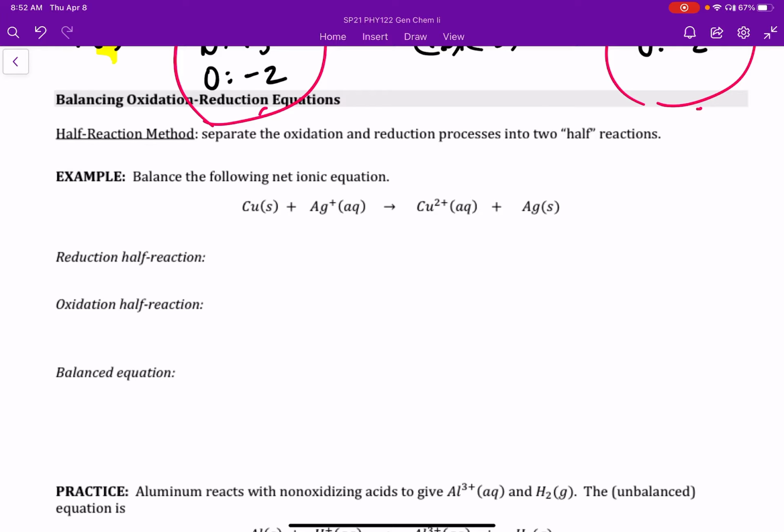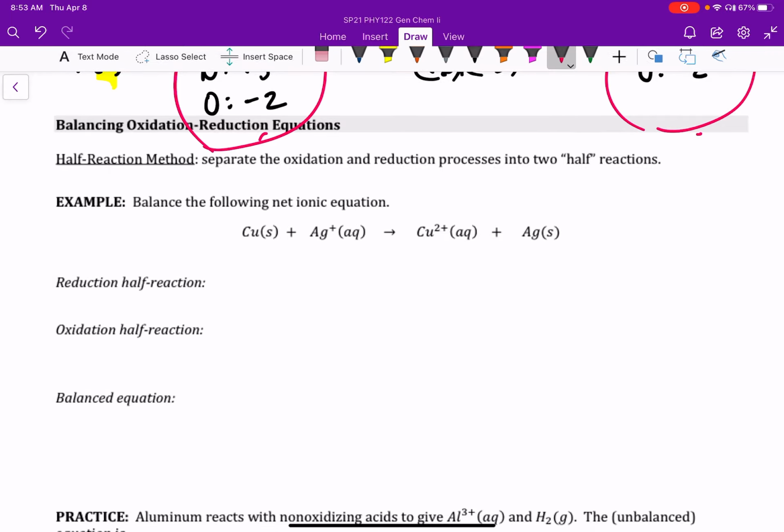So in this first example, we're going to look at a net ionic equation. I have copper solid plus an aqueous silver ion going to a copper ion plus my silver. And the first thing that we always want to do when we're going to balance an oxidation reduction reaction is to identify the oxidation number for the atoms we're interested in. So in this case, we're going to identify oxidation numbers for each species here.